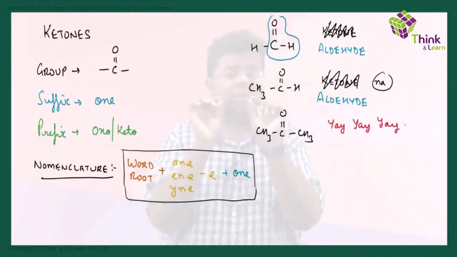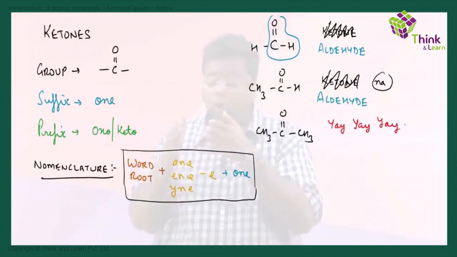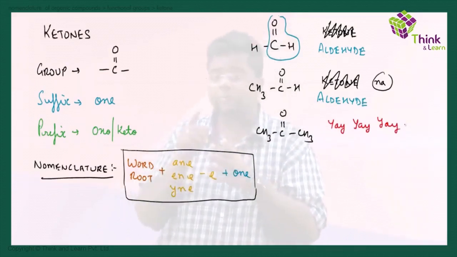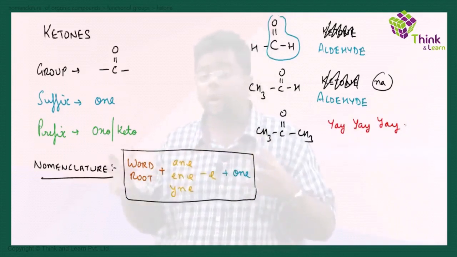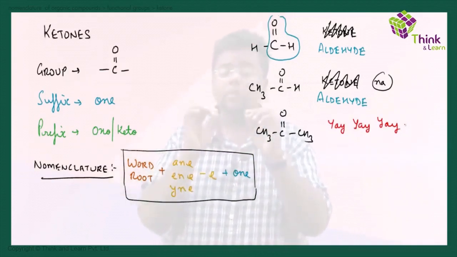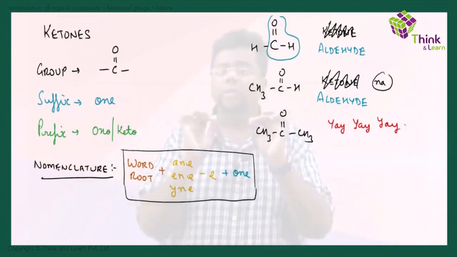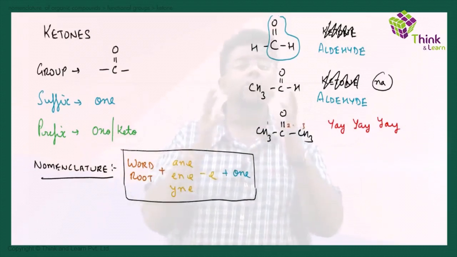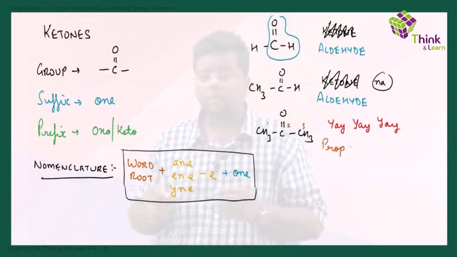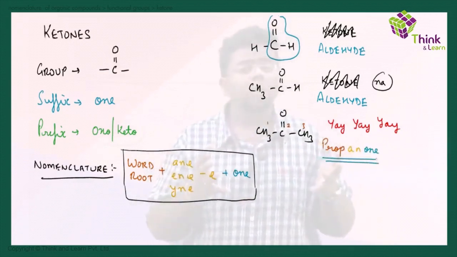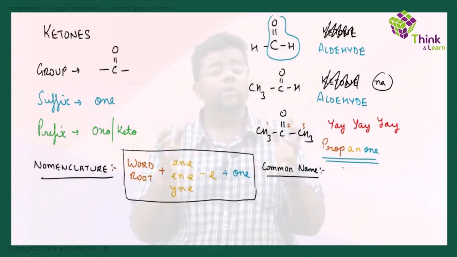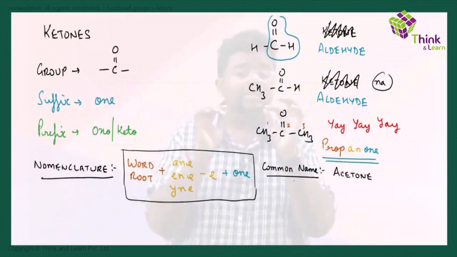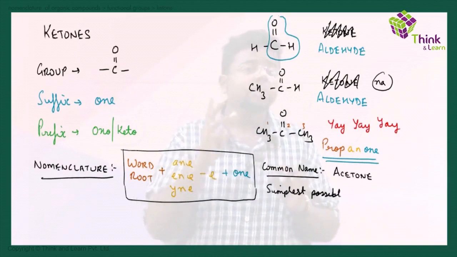So please remember, for a ketone, always see that on either side of the functional group, there would be one carbon each at least. The number of carbons can increase, but 1 carbon on either side is compulsory. If that carbon is not there, it would be an aldehyde. So the name of this compound will become propanone, right? And the common name is the nail polish remover, acetone. And this is the simplest possible ketone which has 3 carbons.